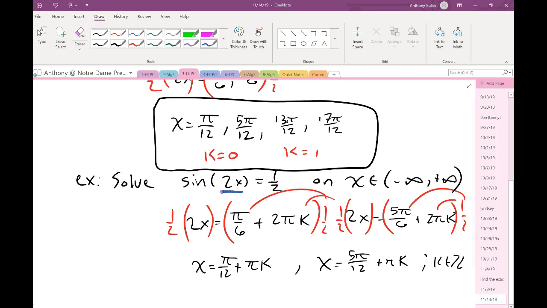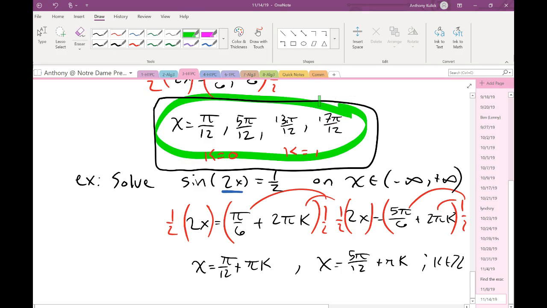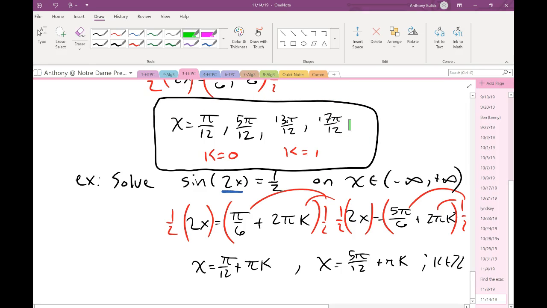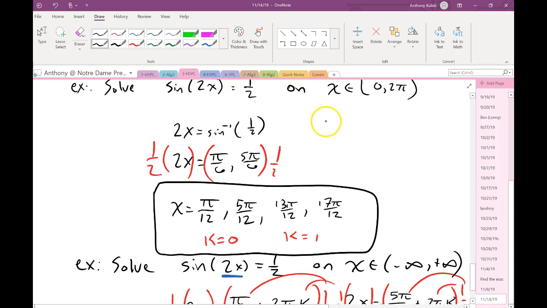You can just keep adding or subtracting pi as needed until you end up outside the interval, just like we did here. Does that make sense? Now, here's my question for you guys. Why are we getting, say, twice as many answers here? Geometrically, can somebody give me a geometric explanation of why I'm getting all of a sudden twice as many answers? No?